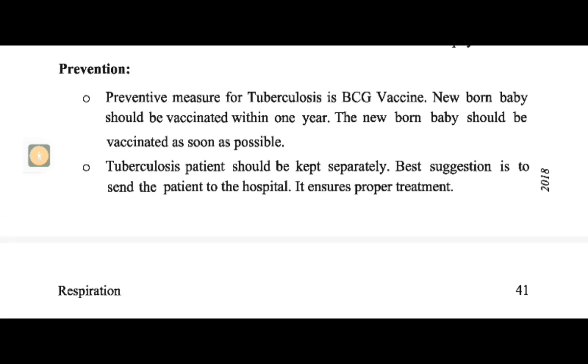Prevention: the preventive measure for tuberculosis is the BCG vaccine. A newborn baby should be vaccinated within 1 year. The newborn baby should be vaccinated as soon as possible.